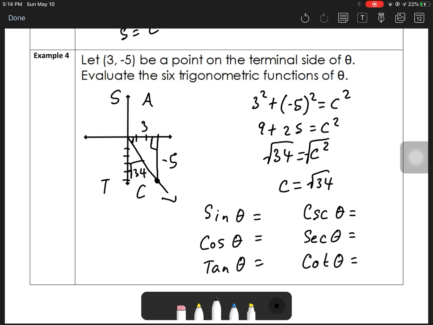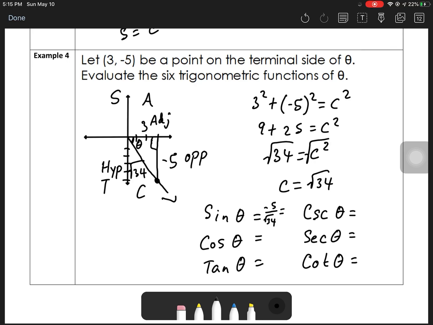All right, so sine. Here's our angle right here. It's the one connected to the origin. So there's theta. So the opposite side is this -5, the adjacent side is that 3, and then square root of 34 is the hypotenuse. So we want opposite over hypotenuse, which gives us -5 over the square root of 34.